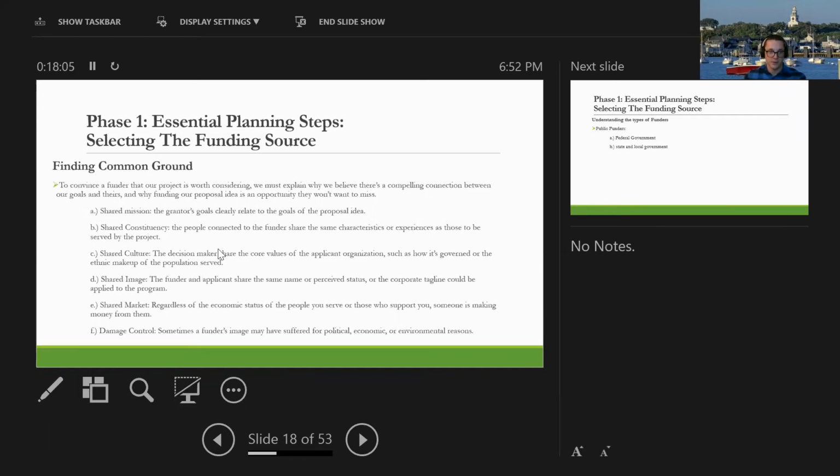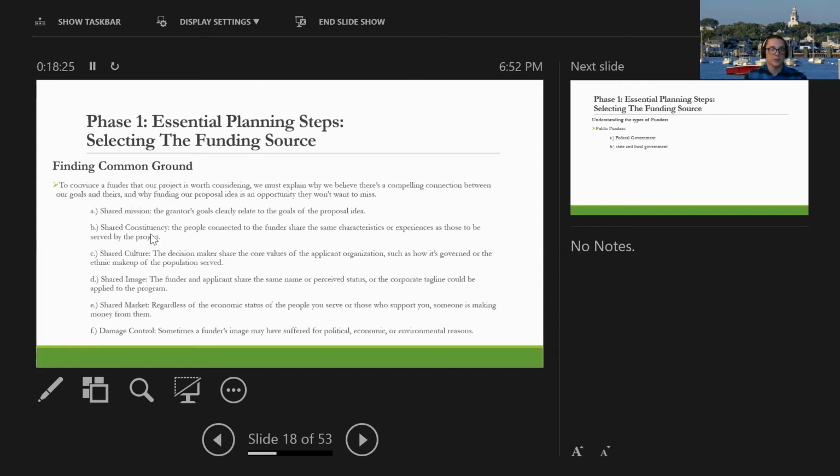That's what I was talking about, making sure there's a tie between your mission and theirs, why funding our proposal idea is an opportunity they wouldn't want to miss out on. So really show them why you are the ones who will fulfill that need that they set up their foundation for in the first place.